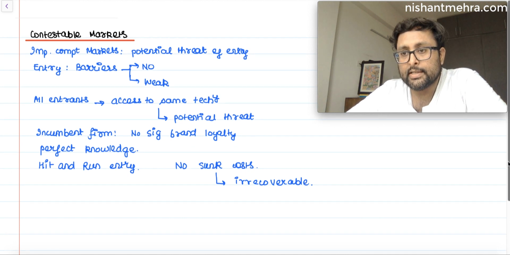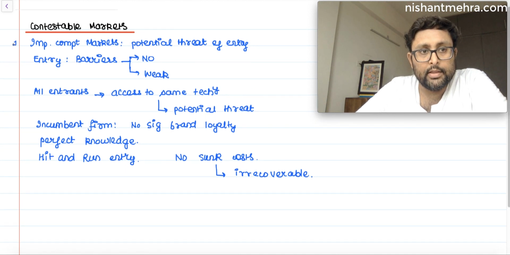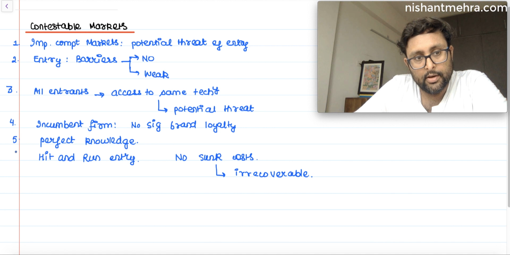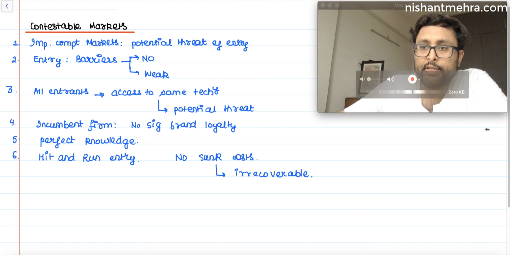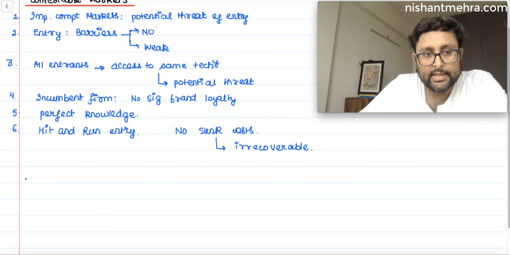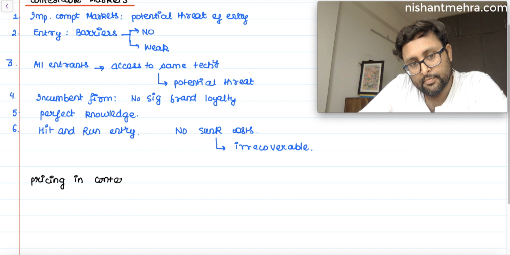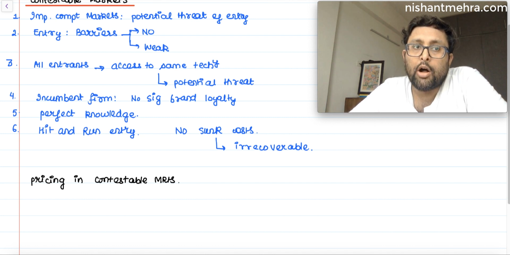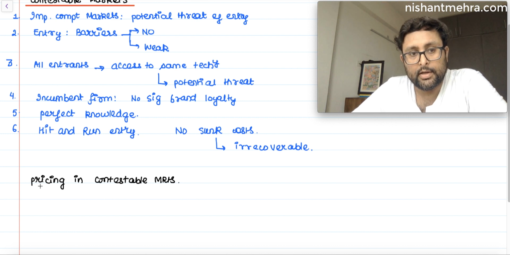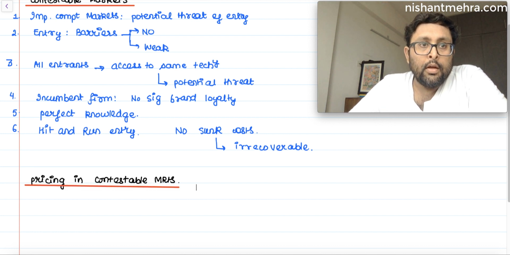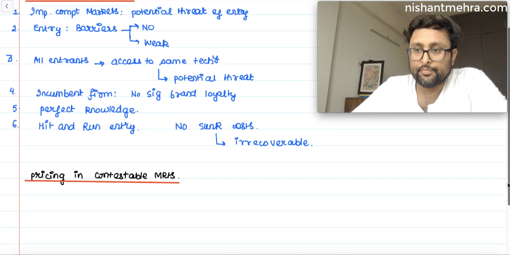Then the question which arises is about the pricing in these markets. So these are certain points, beta, right? You need to expand on these points. Then you have pricing in the contestable markets. So how do you price your product in the contestable markets? You do this in this way.